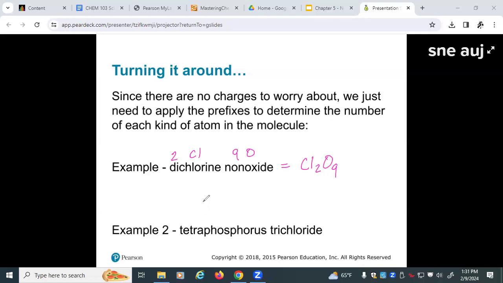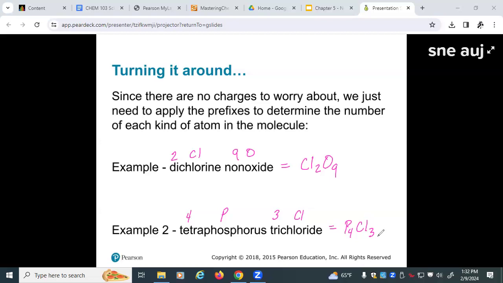If I break down this second example, tetra is 4, phosphorus is P, tri is 3, chloride is Cl. The chemical formula here, P4Cl3. So I literally just take that name and I just dissect it, interpret what the prefixes mean, and just turn them into the subscripts on that element.